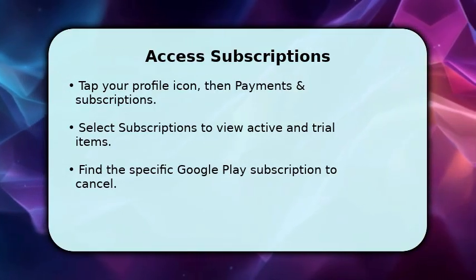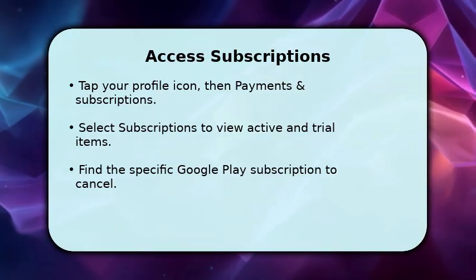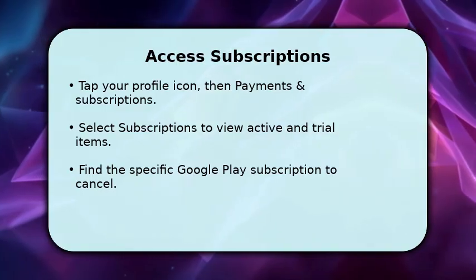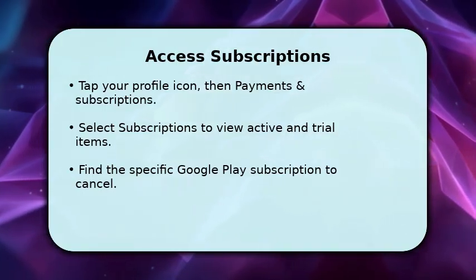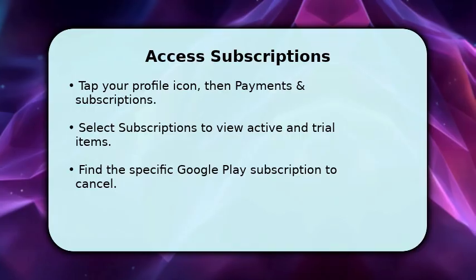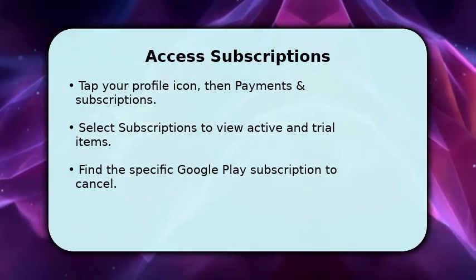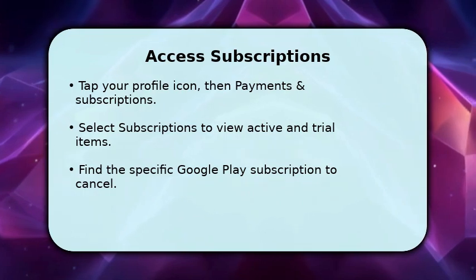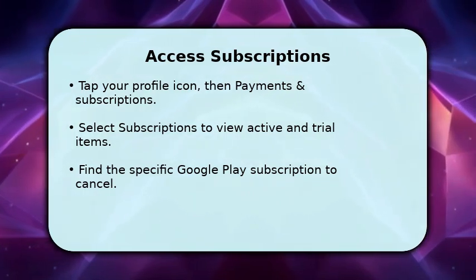Next, open Subscriptions to display recurring charges, trial periods, and renewal dates. That's how you verify what you're canceling and why. Tap the subscription you want to end to see details like next billing date and cancellation policies. Make sure you review the renewal date so you don't accidentally stop a different service.